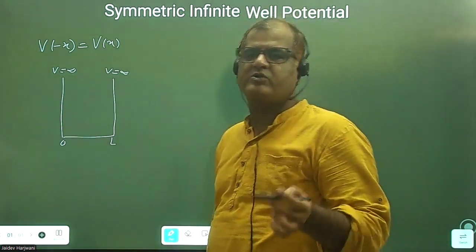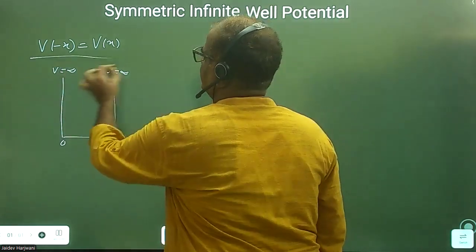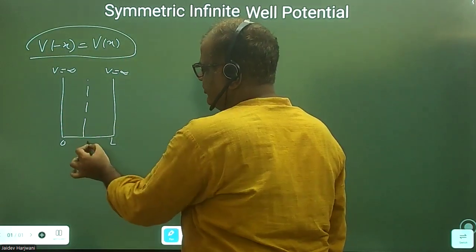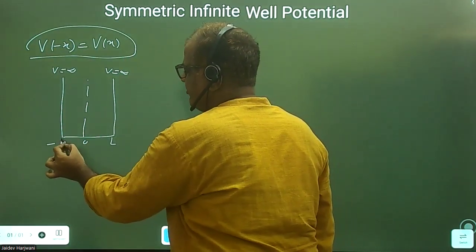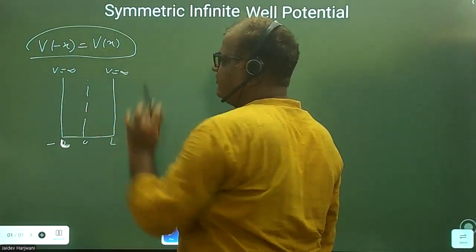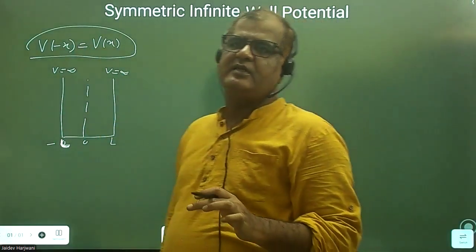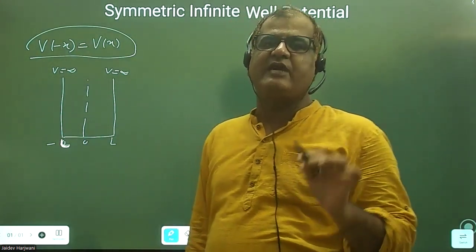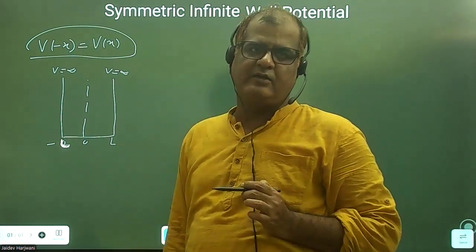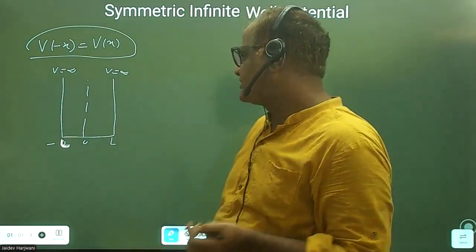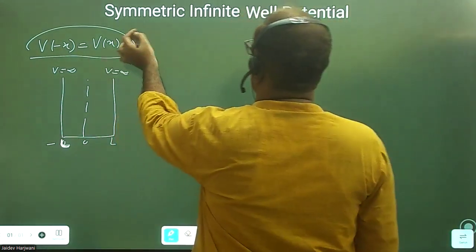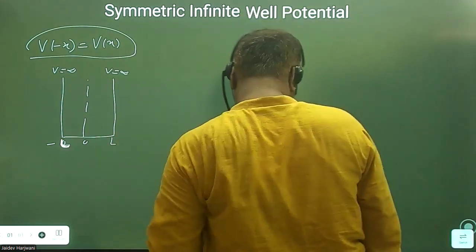potential, and we have shown whenever the potential is symmetric. So if the potential is symmetric, say I put 0 here and I make this box now from minus L to L, we have seen that the energy eigenstates have a definite parity. They can be either odd functions or even functions. So let us now calculate the eigenfunction for this symmetric infinite well potential of length 2L.